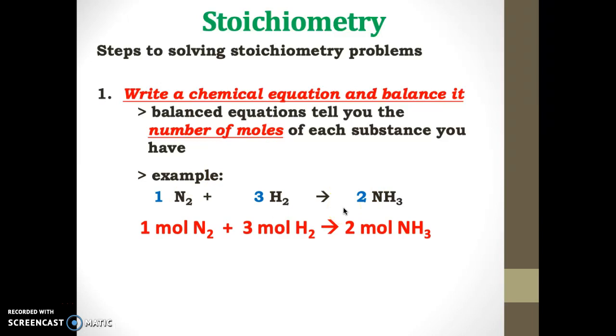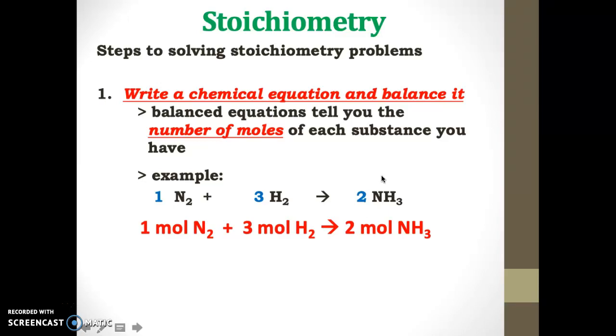Some of it we can do in our head. For example, if I want to produce 4 moles of NH3, you should think that I would need 6 hydrogens and 2 nitrogens. Or if I wanted 6 NH3s, I would need 9 hydrogens and 3 nitrogens. So this mole ratio allows us to convert from one substance to another.